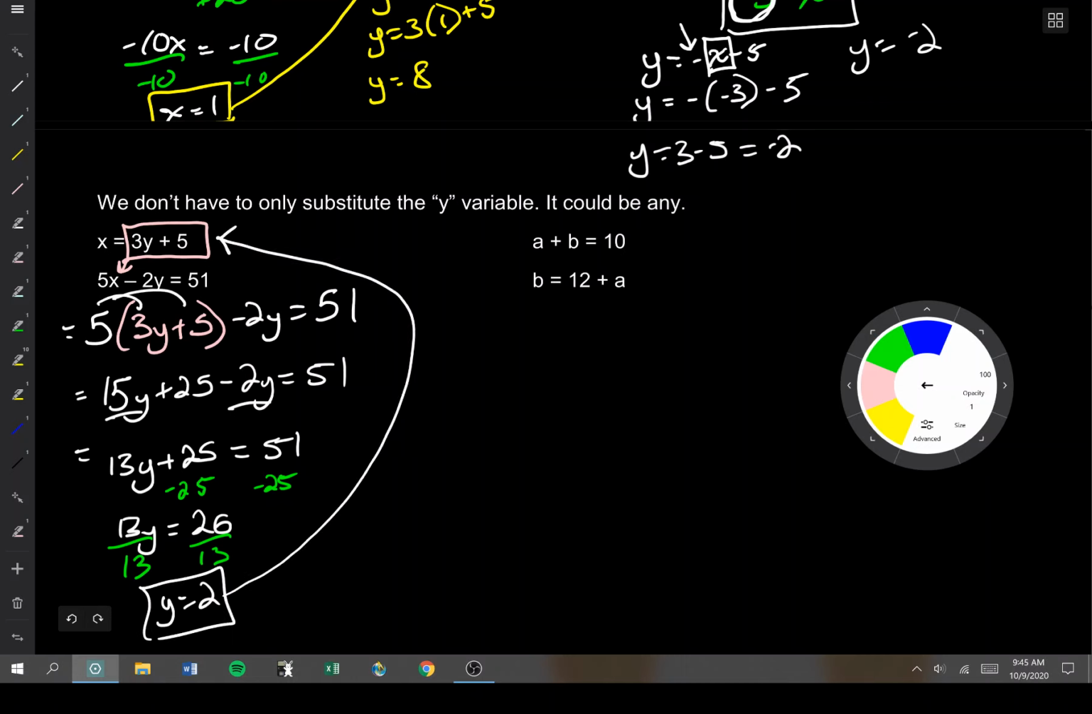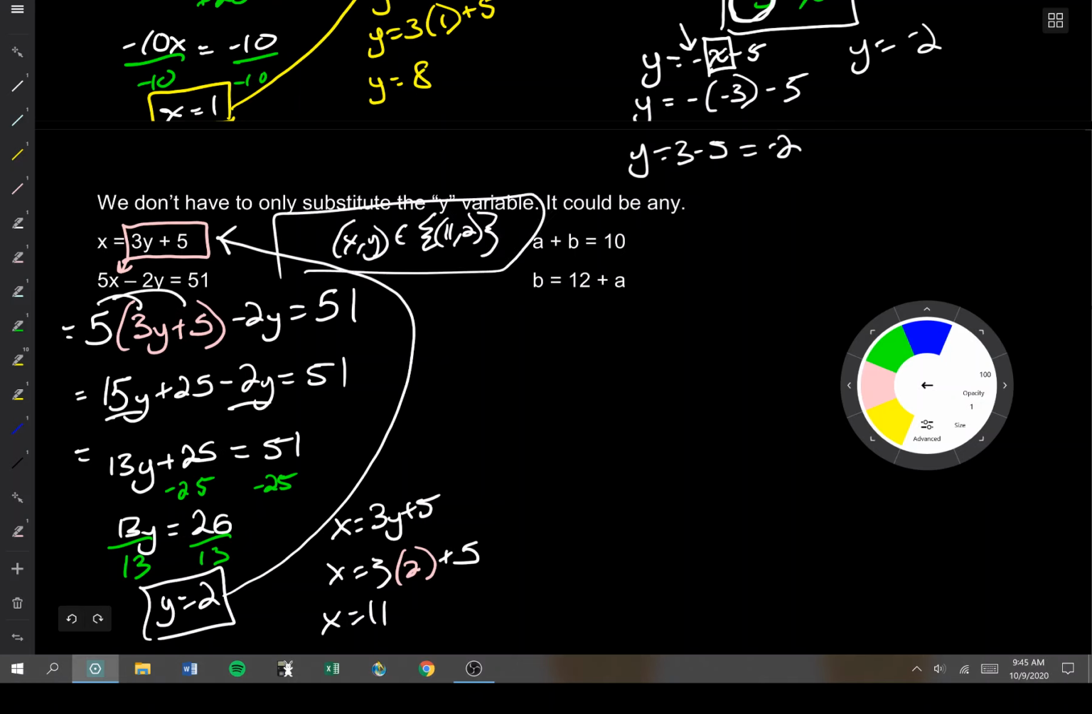Plug it into my first boxed equation. So that becomes x equals 3y plus 5, but I know that the y is 2. So x equals 11. My solution is the point 11, comma 2. But I'll write that nice and pretty. There's my solution. I'll check it.